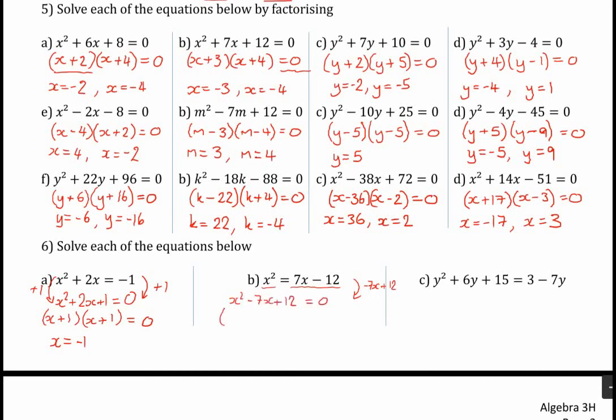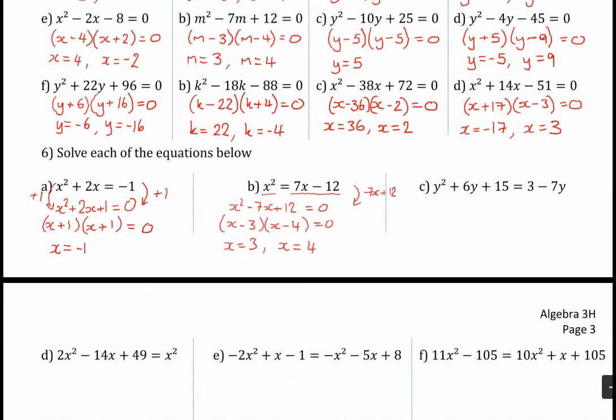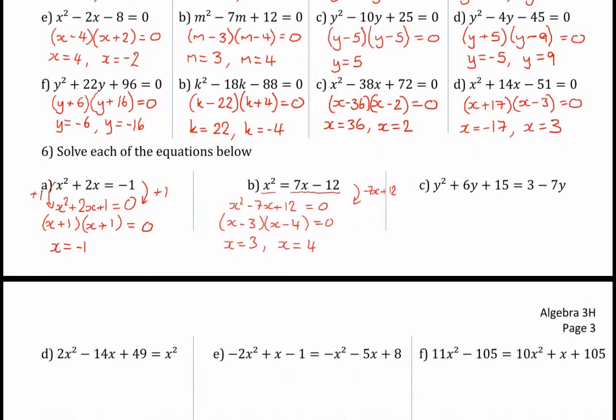And then I can factorise and then solve. So that will be -3 and -4. So x is equal to +3 and +4. And what you'll find later on is that these solutions represent where the quadratic graph crosses the x-axis. And finally, part C looks really complicated.